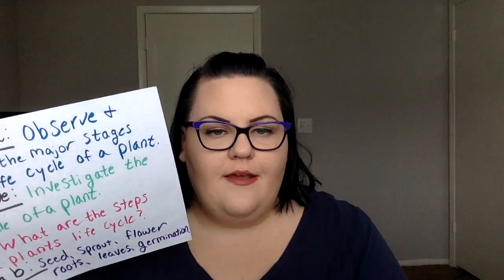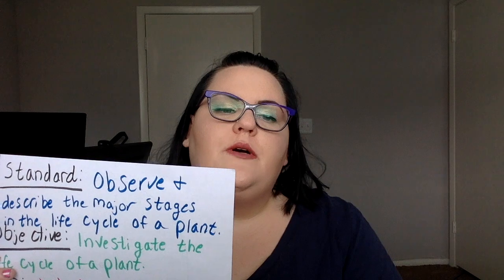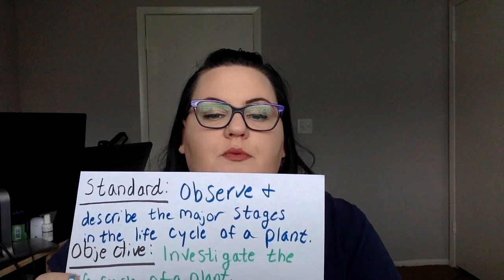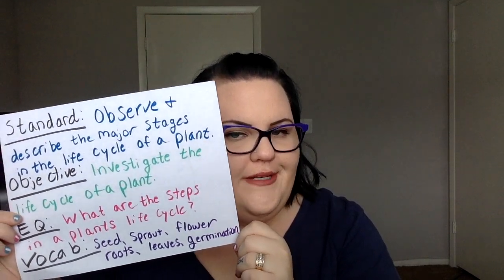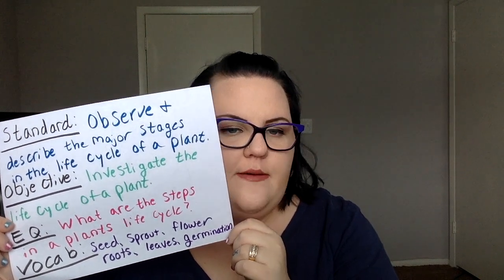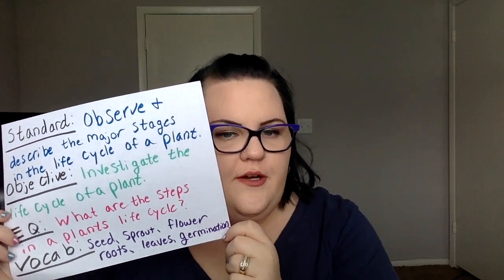Hello students, we are starting a new type of life cycle today, the life cycle of plants. Our standard is to observe and describe the major stages of the life cycle of a plant. Our objective, we're going to investigate the life cycle of a plant. Our essential question is to find out what are the steps in a plant's life cycle. They're a little different than the animals we've been talking about.